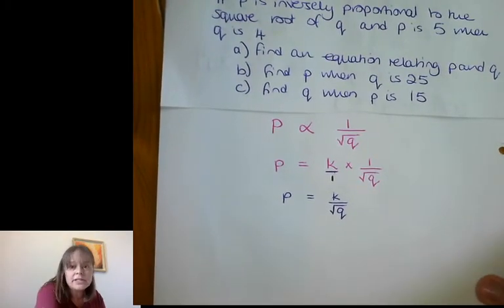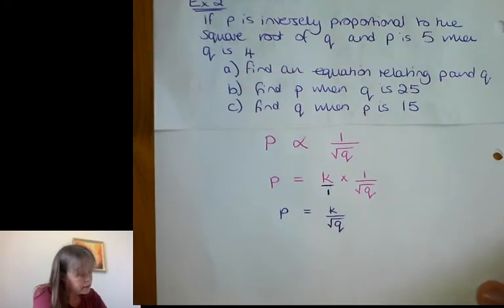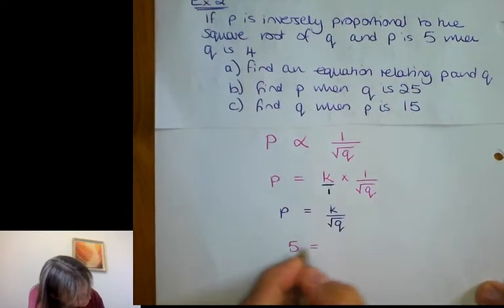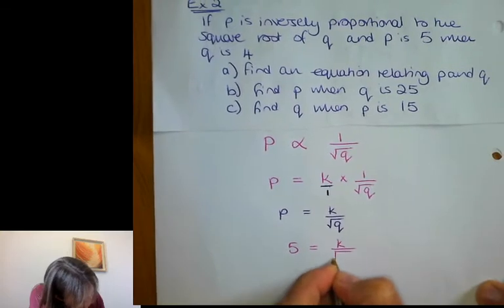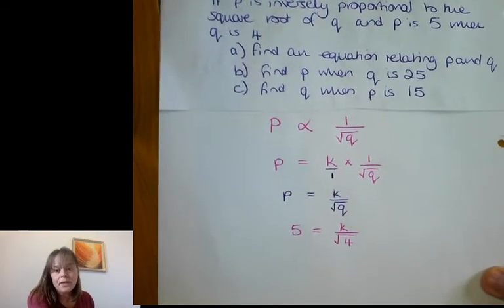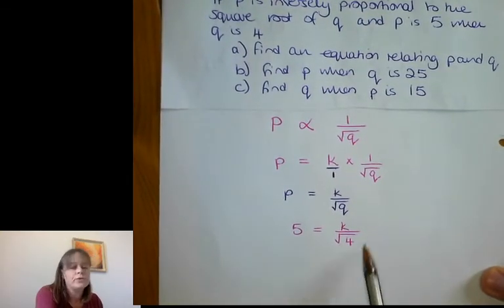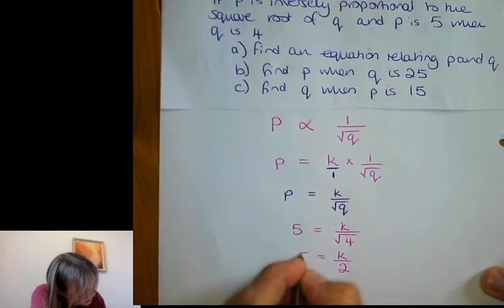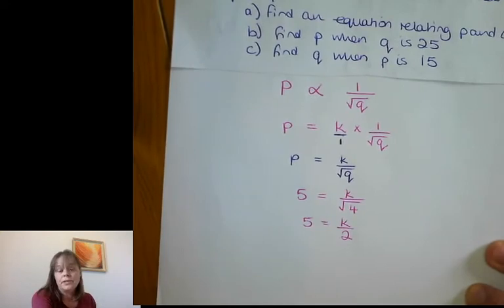And somewhere in the question is enough information. P is 5 when Q is 4. P is 5, Q is 4. Don't forget to write the square root symbol, still there. And now square root 4, that's just 2. So instead of writing k over square root 4, I'll just tidy that up and write k over 2.